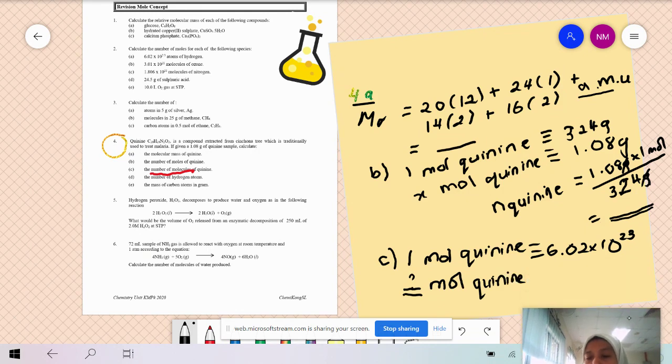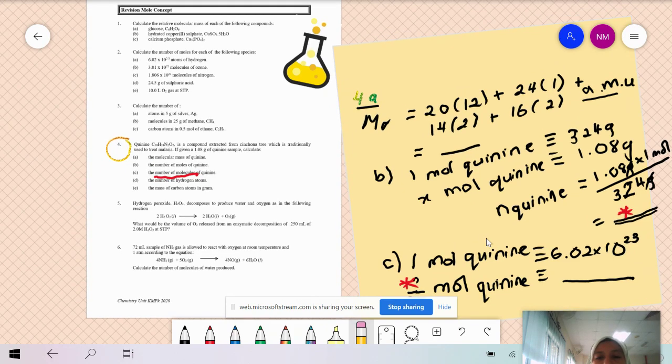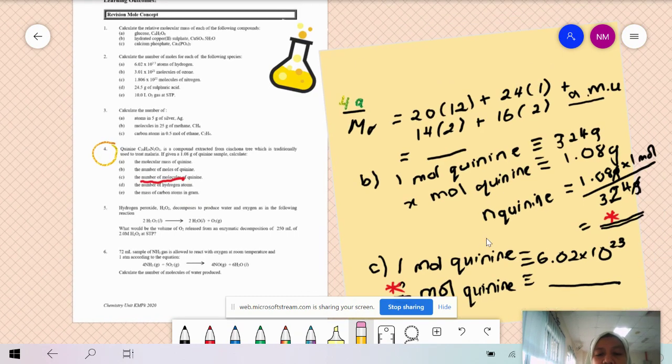And you can calculate the number of molecules. Fair enough? This value here, you substitute here. Are we okay? If you have any question, feel free to ask. Now let's continue with D. I hope you can do E yourself. Actually, I have asked you to try, right?